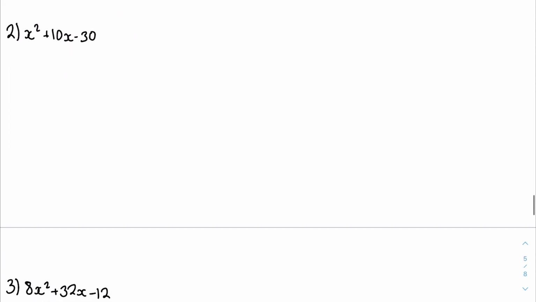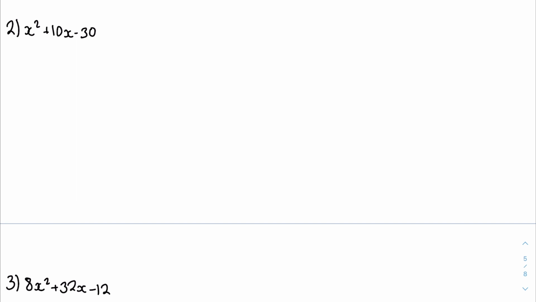Okay, so moving on to the next one, we've then got x squared plus 10x minus 30. So same idea here, we're going to write in brackets x plus half of 10, which is 5, all squared. Expand this out, so we then have x squared plus 10x plus 25.